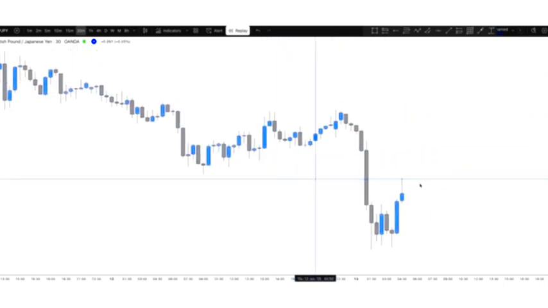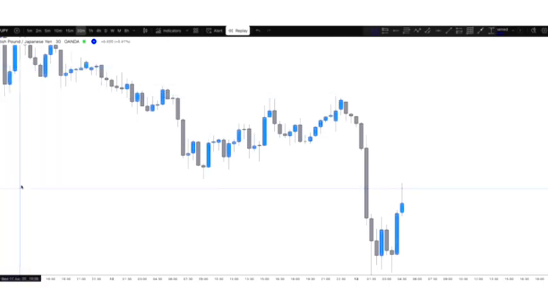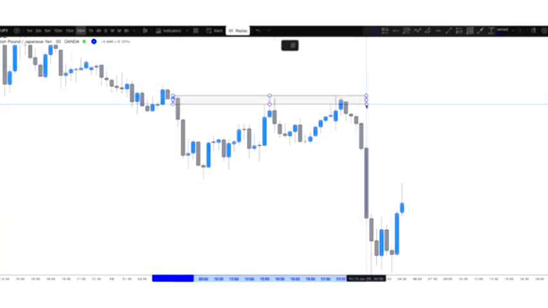What's better to do in an example like this is to just wait for the market to return to a high interest area, such as this supply zone, and you would place your sell from there.